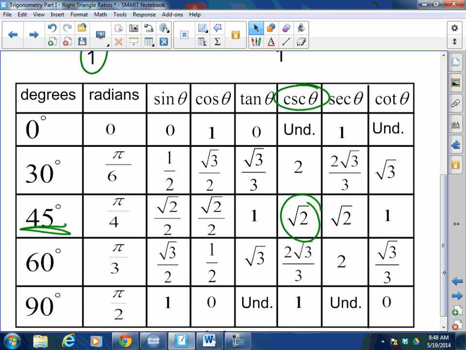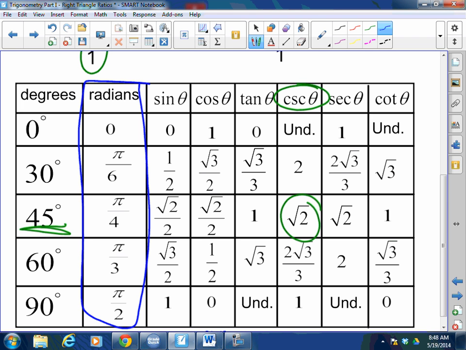This, I promise you, will become second nature to you one day. Radians, you may be asking, what is this? Don't worry about it yet. That is how you describe degrees in a unit circle with radians, but we're not going to worry about that yet.